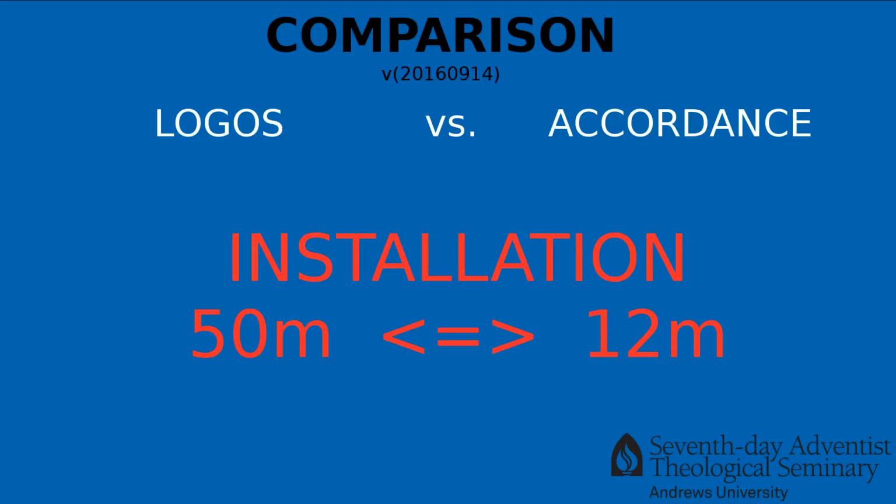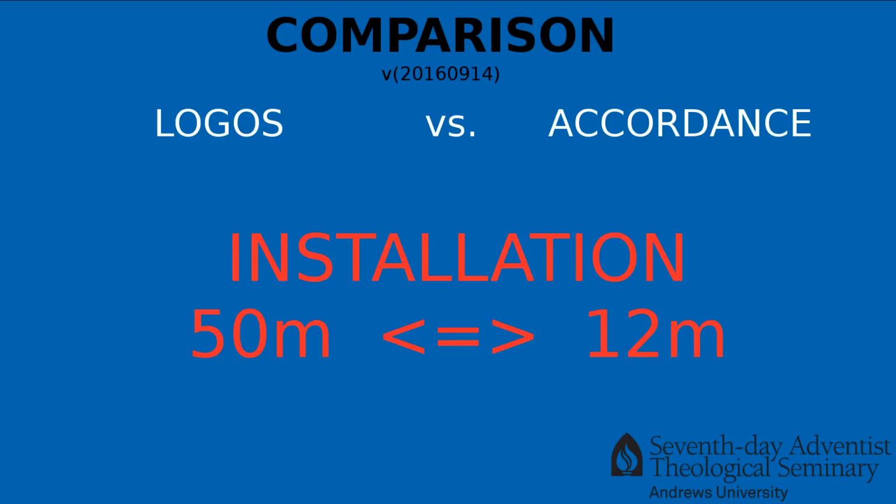which, depending on your hardware constellation and the size of your library, can take between 30 minutes up to 6-7 hours. I've seen this happening on machines that have a weaker processor and less RAM. So here definitely Accordance has a huge advantage in the way they put together their resources. 12 minutes versus 15 minutes.